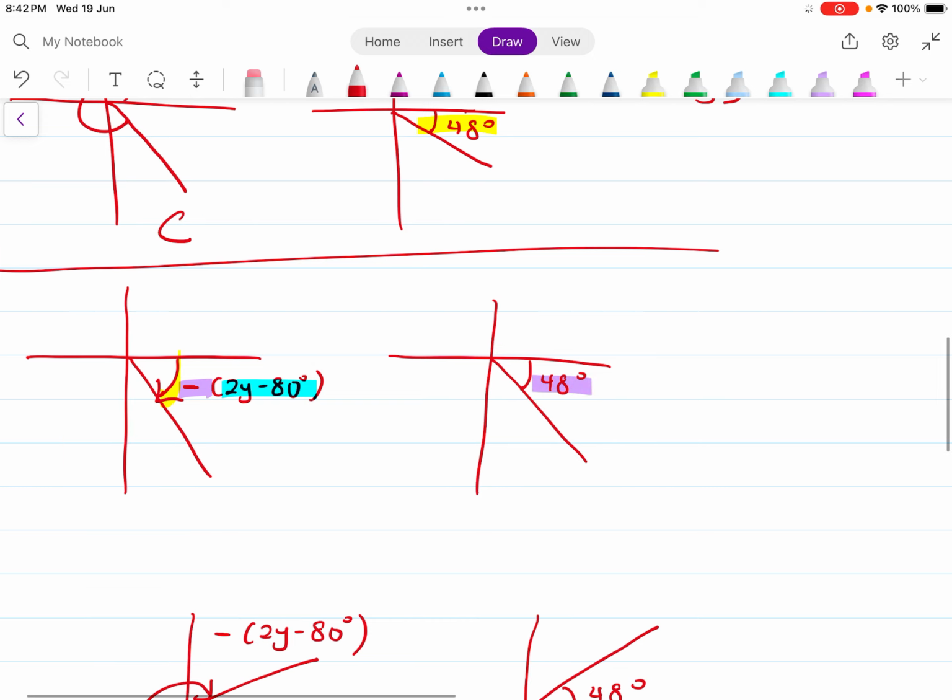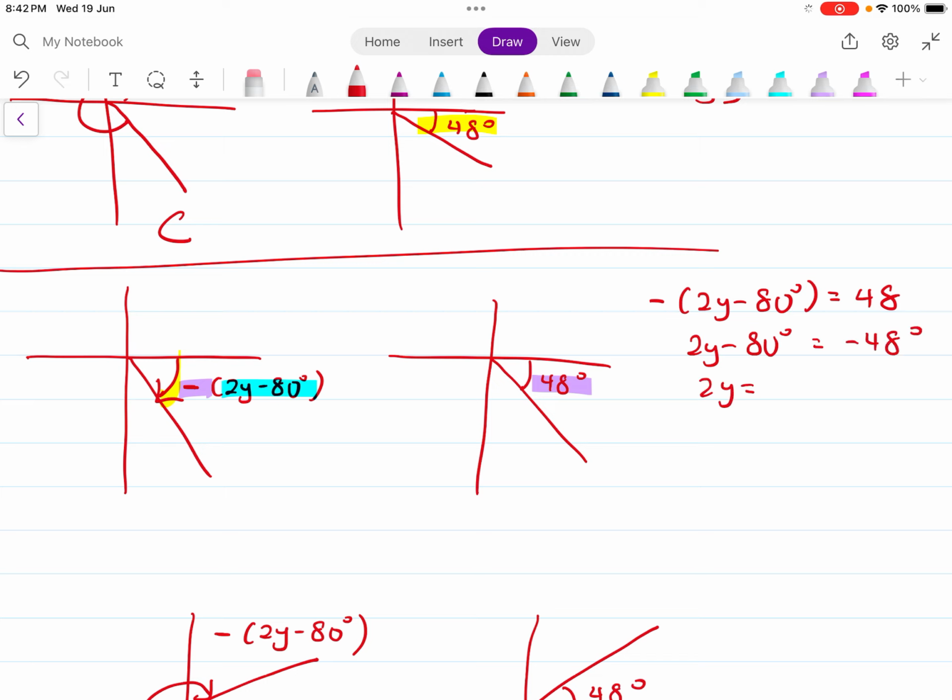So now it's time to solve already. Negative (2y minus 80) degrees is equal to 48. Times negative throughout, 2y minus 80 is equal to minus 48. Of course minus 80 you move over, so this will give you negative 48 plus 80, which is about 32 degrees. So y is equal to 16 degrees. So this one might be part of the answer.